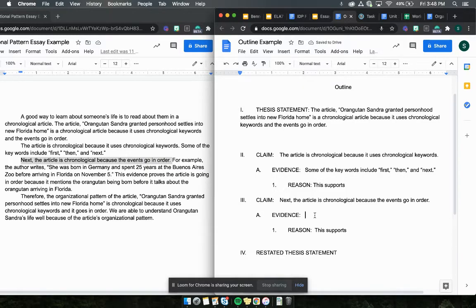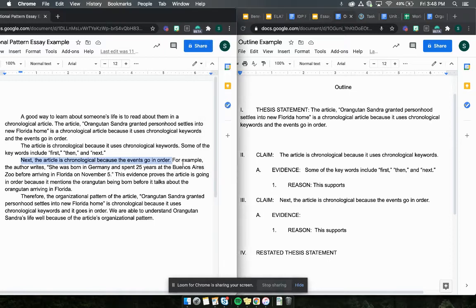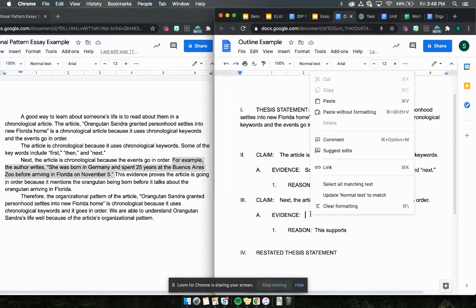All right, and then evidence. Again, this is specific information from the text that supports my claim. Okay, so right here, this is where I had specific evidence. I said, for example, the author writes she was born in Germany and spent 25 years at the Buenos Aires Zoo before arriving in Florida on November 5th. That is my evidence from the text, so I am going to plug that into my outline.